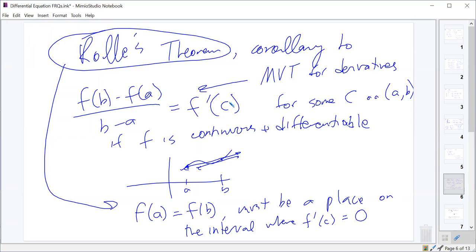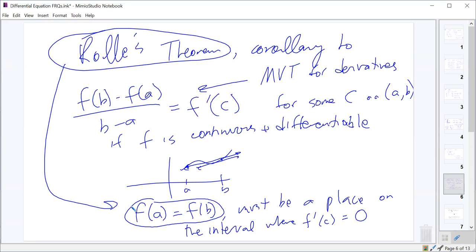So everything else must still be true. You have to have a continuous function. You must have a differentiable function. And f(a) must equal f(b). That tells you there's a place where the derivative is 0 on that interval. Does that make sense? Okay, so then on the AP test, how would they work this into a question?